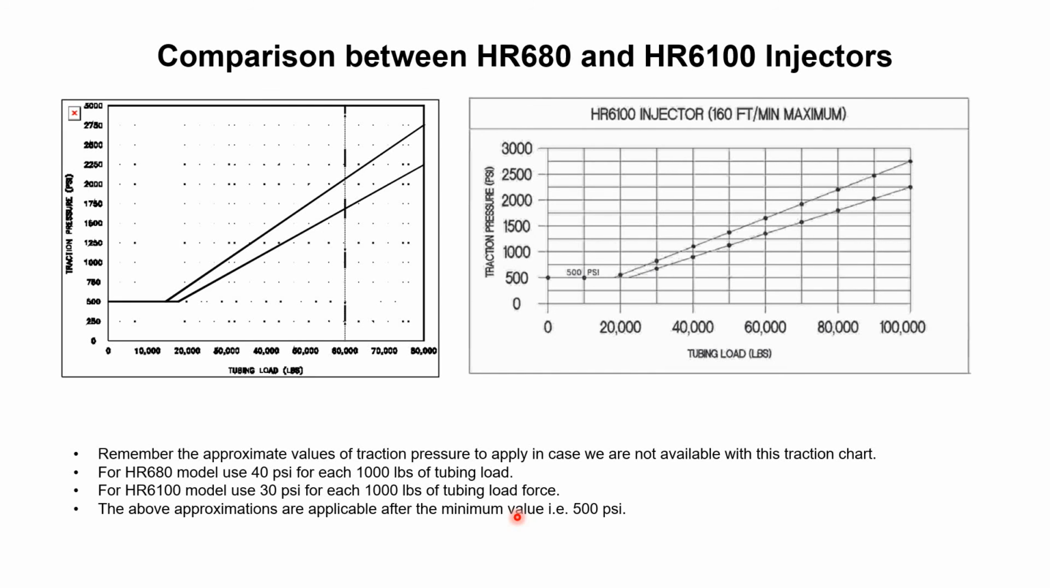The above approximations are applicable after the minimum value, that is 500 psi. These approximations which we just mentioned are valid after 500 psi. It means 500 psi is the minimum value. No matter how much load you are pulling, 500 will be the minimum value to provide the grip to the tubing. That's it. Thank you very much. See you in the next tutorial.